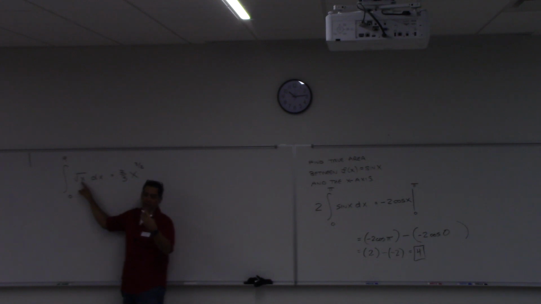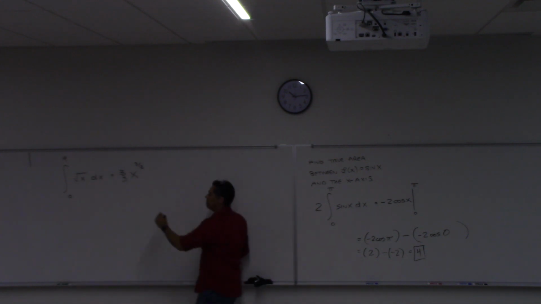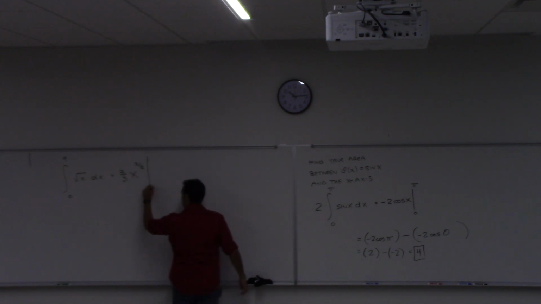1 to 1/2, get 3 halves, right? You have to put the reciprocal out front. And then on the side of that, I put the evaluation bar, 0 to 9.